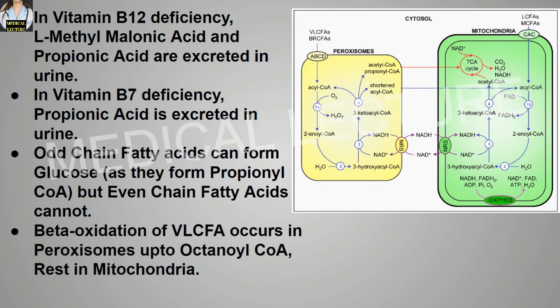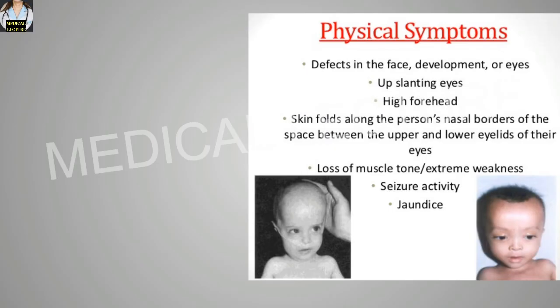Beta oxidation of very long chain fatty acids occurs in the peroxisome up to octanoyl-CoA. The rest occurs in the mitochondria.